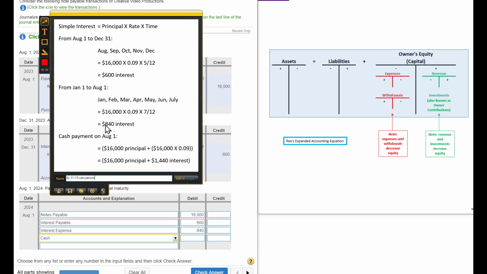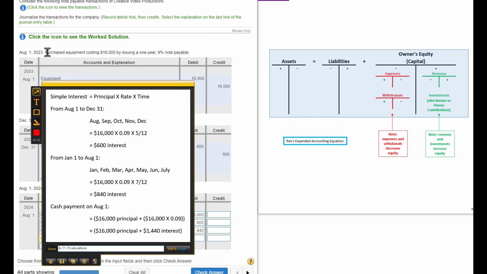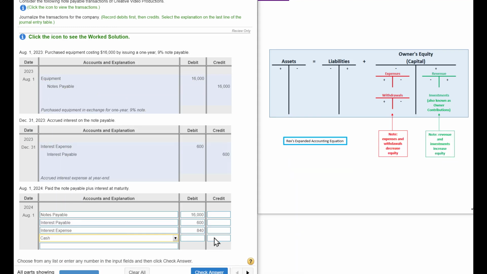So the cash payment on August 1st, notice going back up here, we purchased equipment costing $16,000 by issuing a 1-year 9% note. So we're going to have to pay back the $16,000 plus 9% of $16,000. So that's what I'm calculating here. $16,000 principal plus 9% of $16,000. So if you take $16,000 times 0.09, that gives us $1,440 interest. So the amount of cash payment is $16,000 plus $1,440. So that's a total of $17,440.